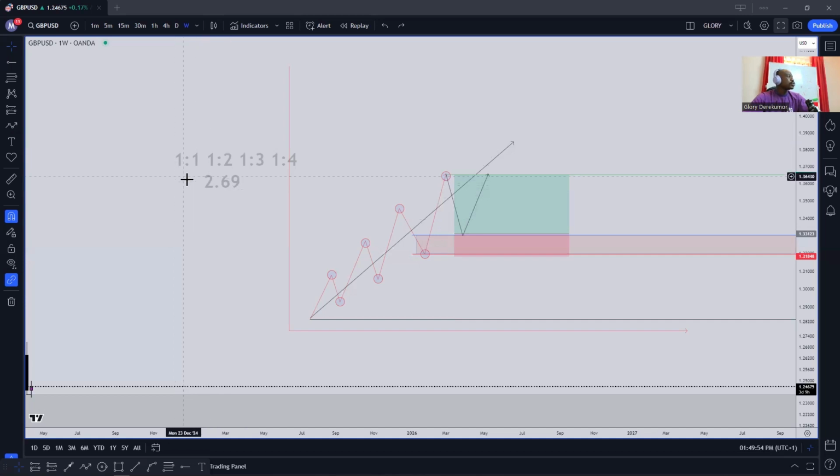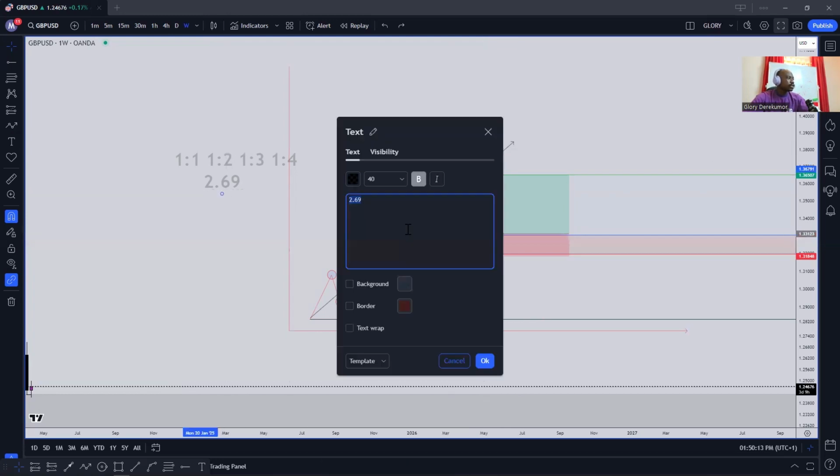Obviously, for a 1:1, you're going to get 1 back. Okay, since you're risking 1%, you get 1% back. That's 1:1. But 1:2, you're risking 1% and you have a risk to reward here of 2.65 or 2.69, whatever the case may be. Okay, let's assume that's just a 2.6. You're going to have a 2.6 reward right back.